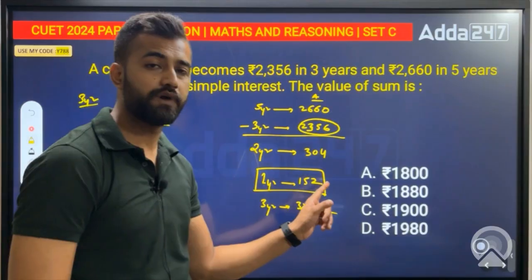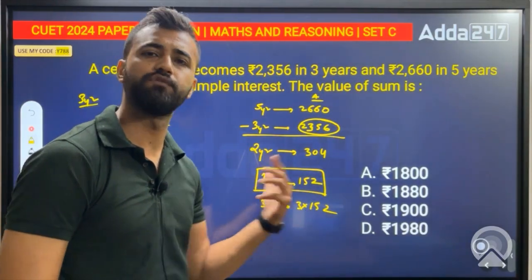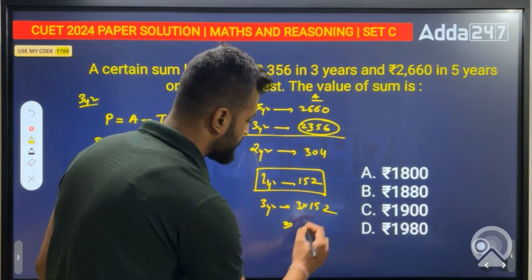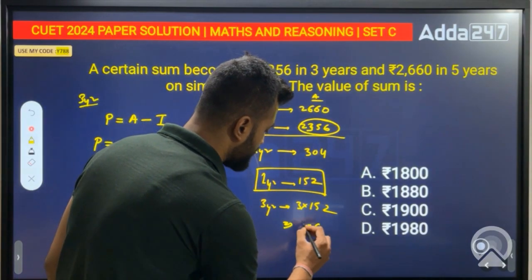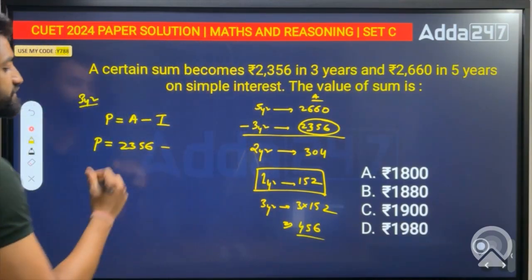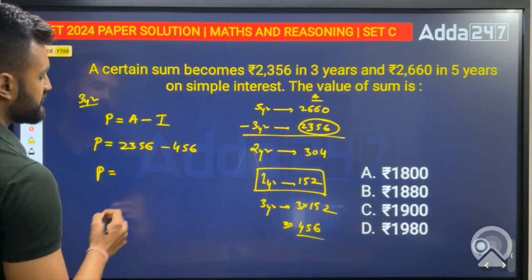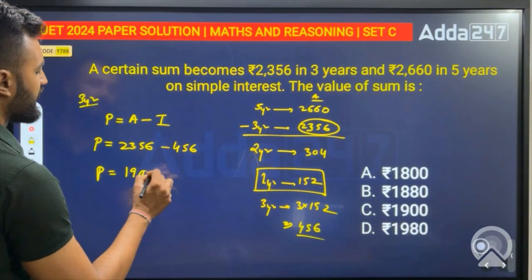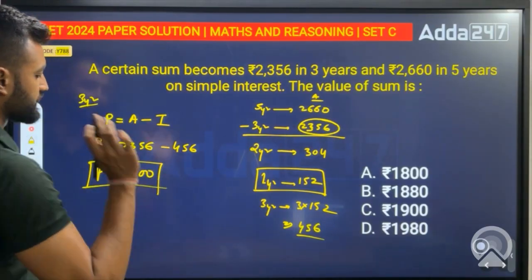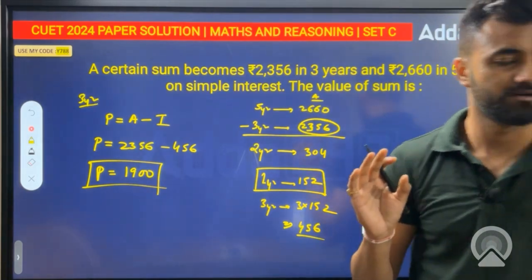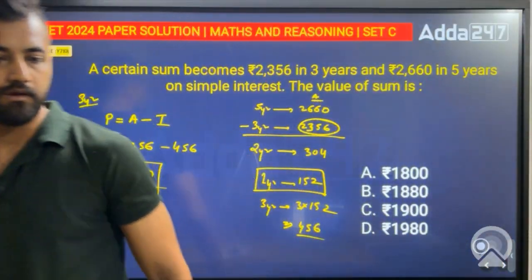1 chips costs you 5 rupees. So 3 chips cost you how much? 3 into 5, 15 rupees. The same thing we are doing here. So how much are we getting? 6, 5, 456. Now you subtract this 456 from here, and you're getting the principal as 1900 rupees. As simple as that. Done. Finish. That's it. Clear? Okay.